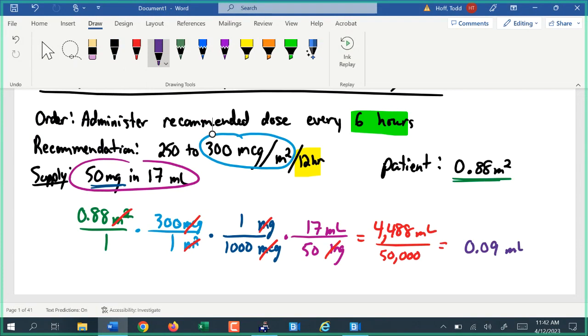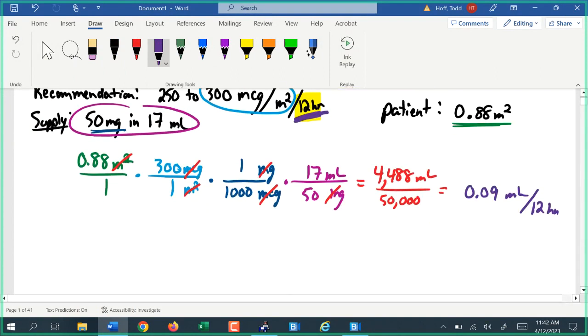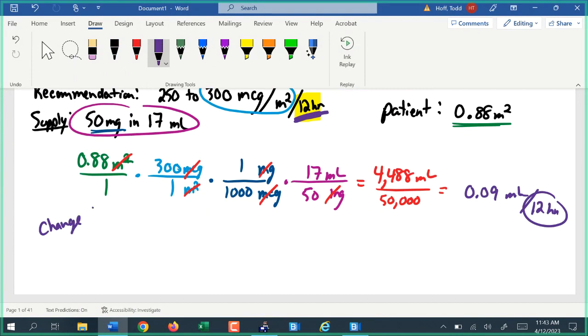milliliters. Now we need to go back and make sure we understand the time frame here. The recommendation was for every 12 hours. The doctor's orders, however, wanted it given more frequently. They wanted it given every 6 hours. So we have to do our titration. Remember, a titration is just a method that allows us to change it. This is for 12 hours. We're going to change this to every 6 hours.